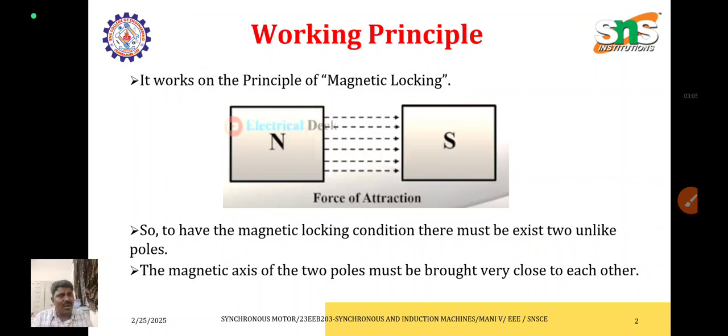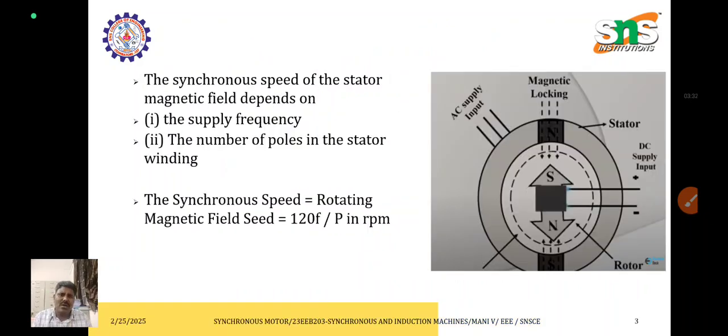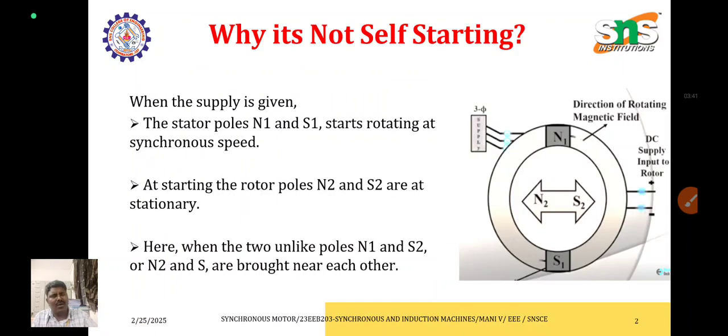So what is the principle here? The main principle is called magnetic locking. When two unlike poles are kept very near each other, they attract. This attraction is called magnetic coupling. The two fluxes are attracted: the north pole and south pole, two unlike poles, attract when they are very close to each other. Due to this principle the synchronous motor operates. It is based on the synchronous speed of 1500 rpm, where Ns is equal to 120 f by P in revolutions per minute.